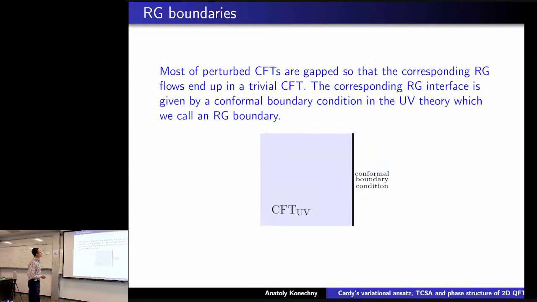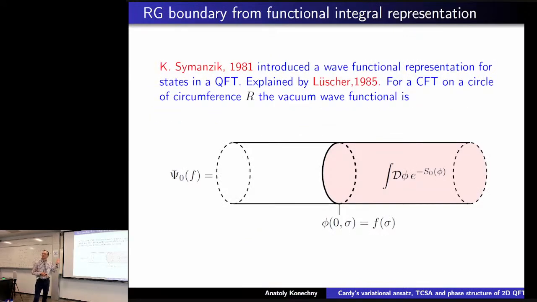And so that was one construction where the boundary was introduced by hand. It was just perturbed in a half space. There's another way to look at it, which I personally find more pedagogical. Let me put my bulk theory on a circle. So then my Euclidean time runs horizontally, so I live on the Euclidean cylinder, and then I can describe the states in my theory using the Euclidean functional integral.